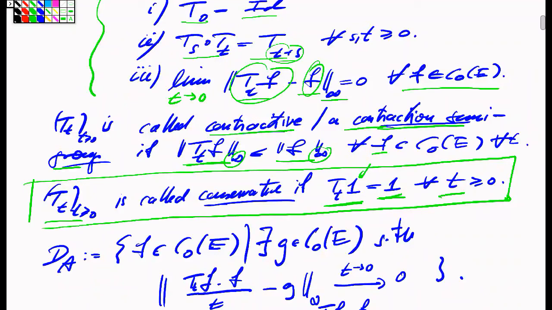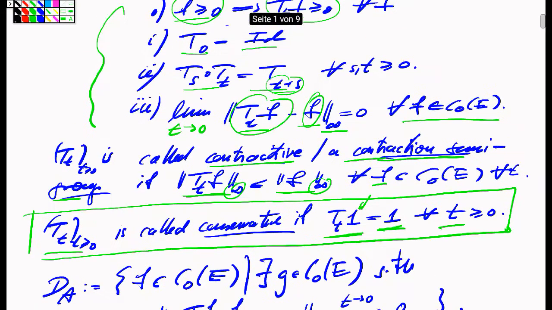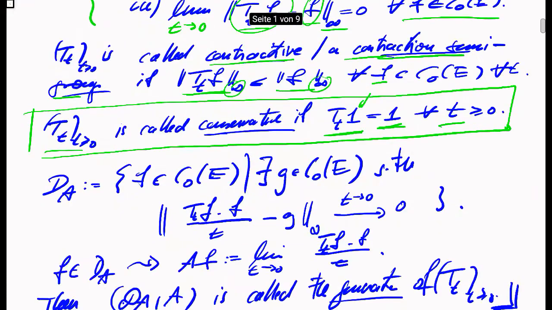So whenever you have some doubt whether some result might be true regarding the conservativity, because it wasn't mentioned as an assumption, it might be the case that implicitly we assume that we're dealing with a conservative semigroup anyway. Okay, so that's our concept of a Feller semigroup.